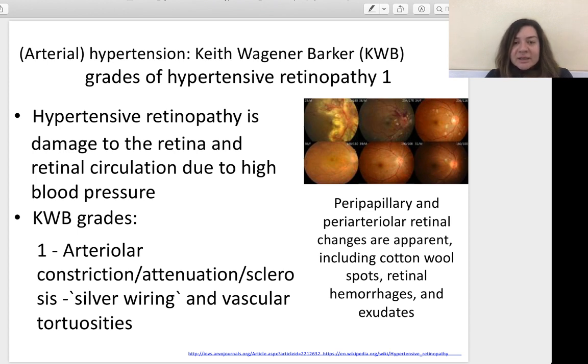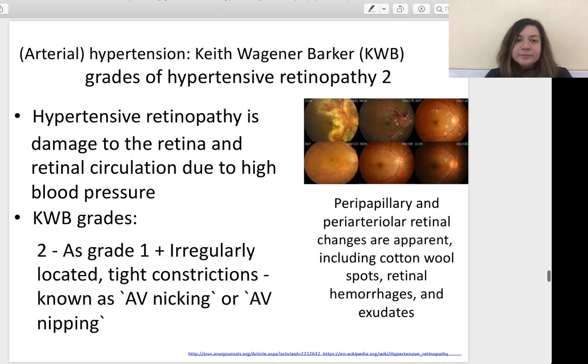And what we can see in these pictures is peripapillary and periarteriolar retinal changes, including cotton wool spots. You can see on the second and third pictures white spots. These are retinal hemorrhages, from red to blue spots in these pictures. These are local hemorrhages, and there can be exudates on the first picture.